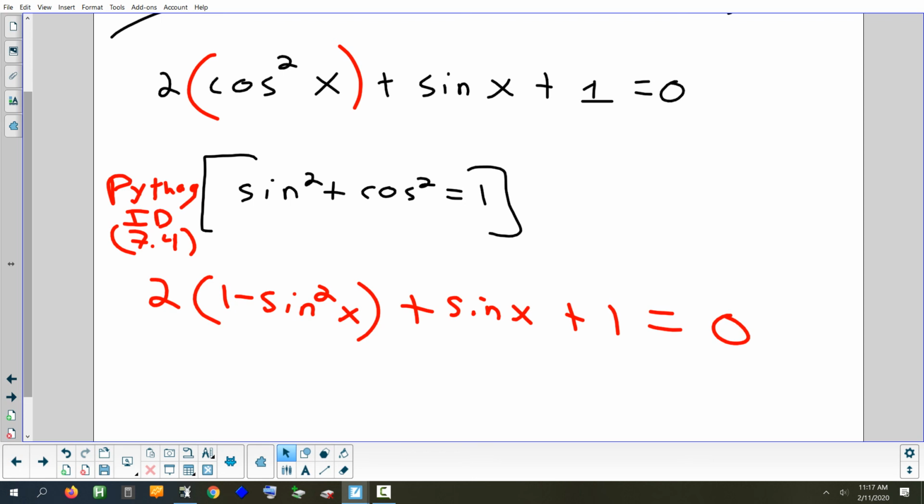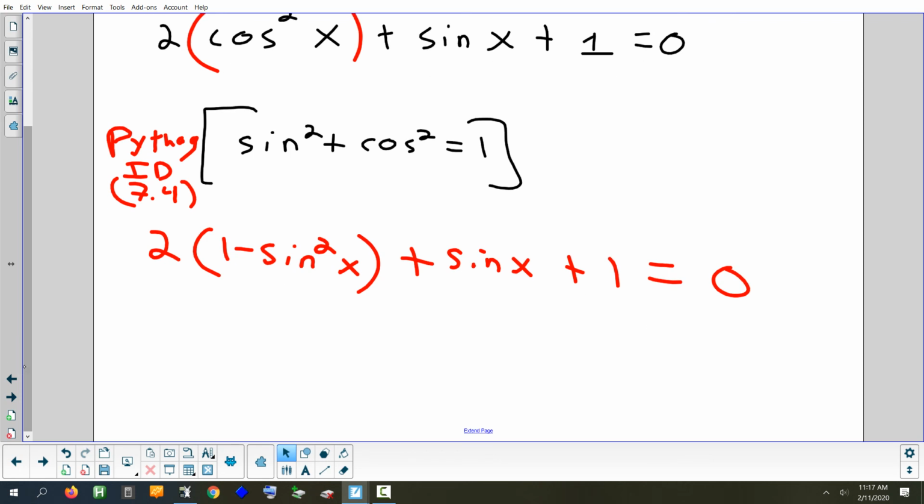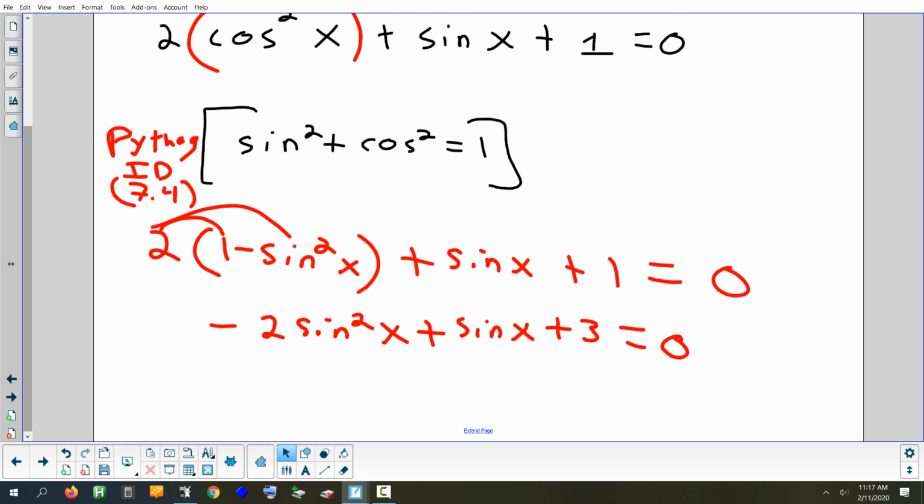Okay. Now what I want to do is distribute and combine like terms. 2 times 1 gives me how much? 2. Plus 1? 3. So I'm going to put that at the end. So I'm going to have a plus 3. That's negative 2 sine squared x. And the distributive property has nothing to do with sine x. Okay. Any questions so far?